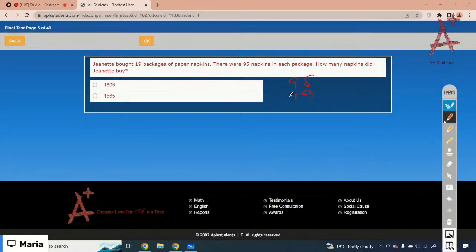95 times 19. 9 times 5 is 45. 9 times 9 is 81 and 4 is 85. 1 times 5 is 5. 1 times 9 is 9. 5 and 5 is 10. 9 and 1 is 10 and 1 is 18. So it would be 1805. Got it? So the correct option is 1805. Got it?